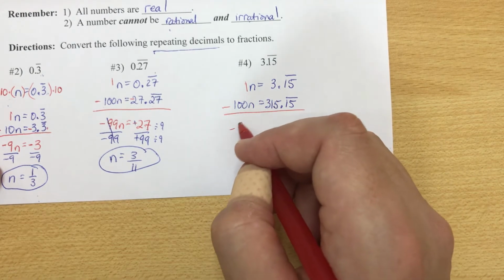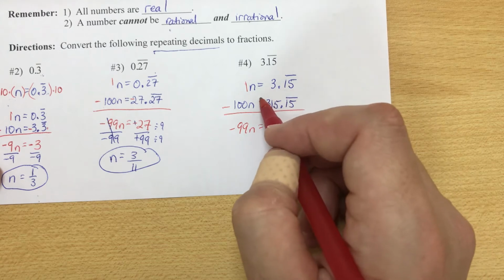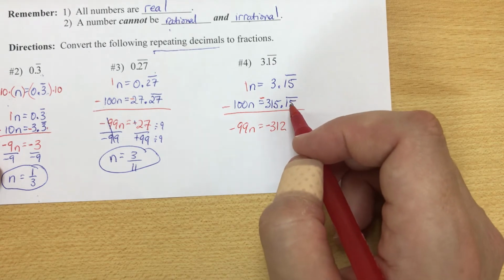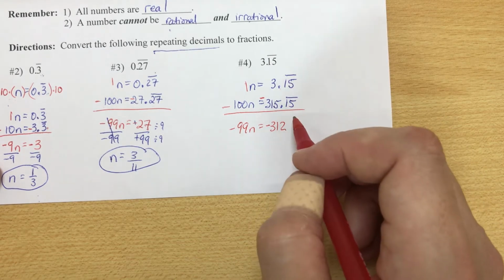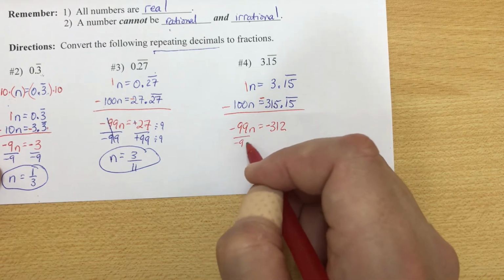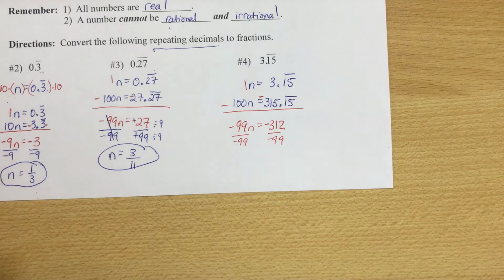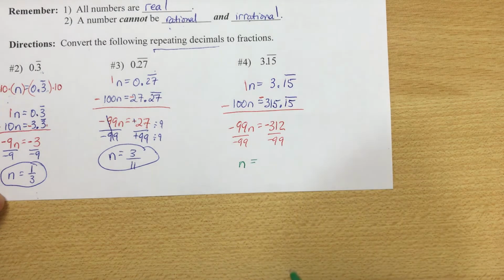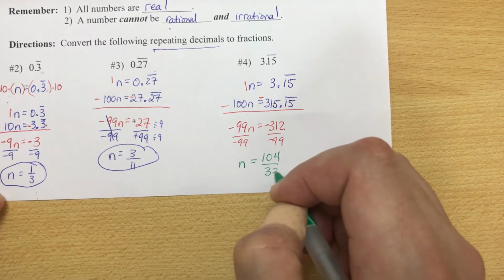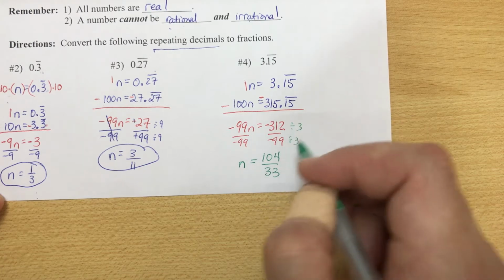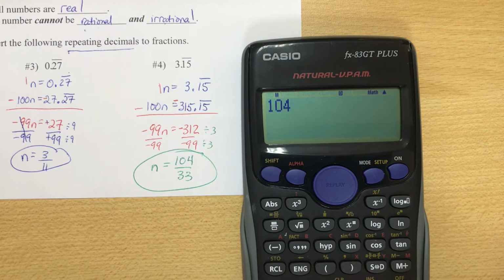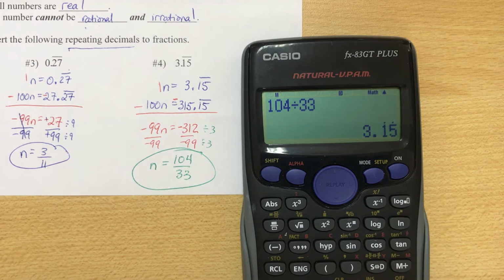And now if I subtract, 1 minus 100 is negative 99n. 3 minus 315 is negative 312. 0.15 repeating minus 0.15 repeating is 0. And then the last move here, divide by negative 99. And if you reduce this, we can divide each of these by 3. n equals, we get 104 over 33. So I divided here by 3. Is that correct? Well, 104 divided by 33 as a decimal is 3.15 repeating. Okay, so that's kind of cool.